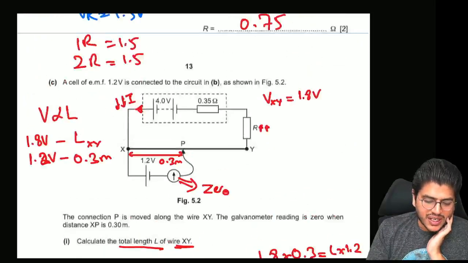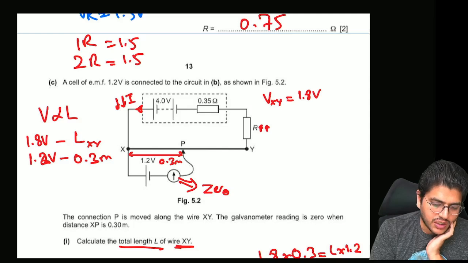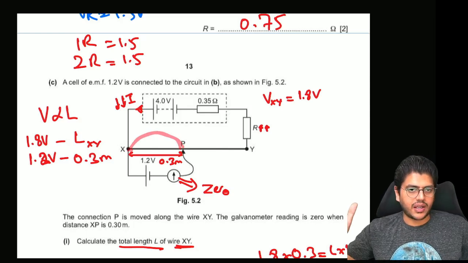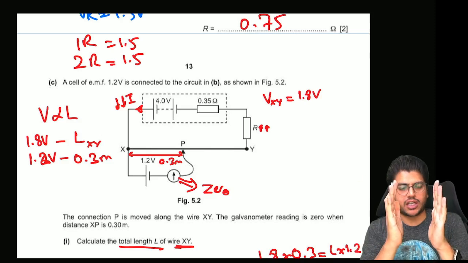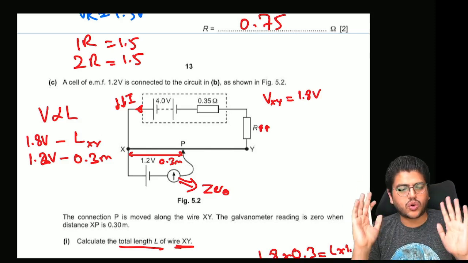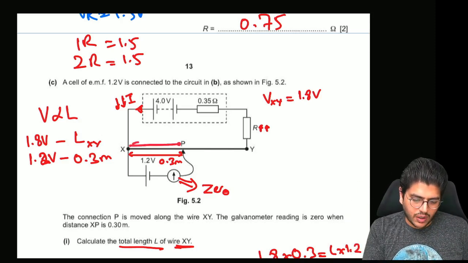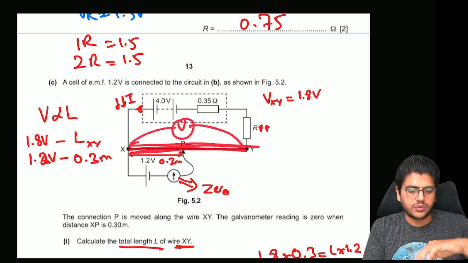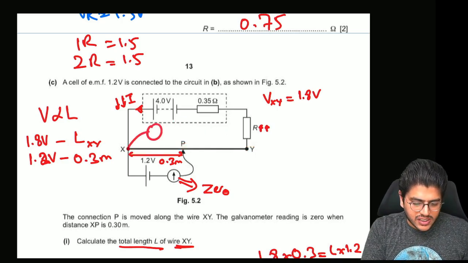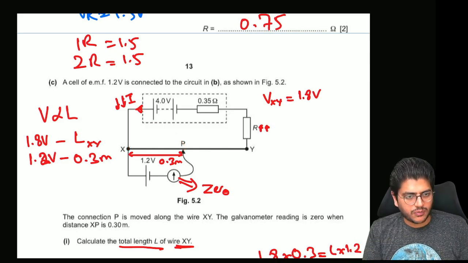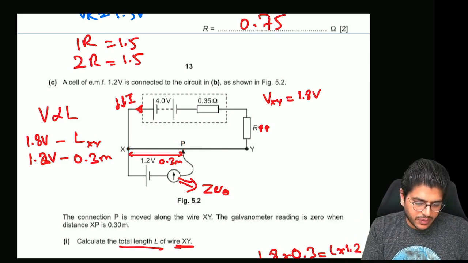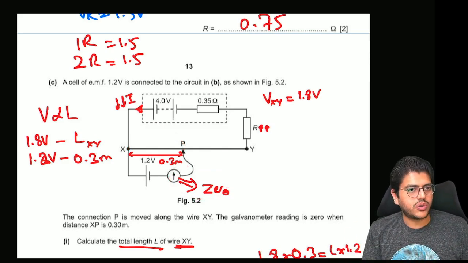Now if voltage XY will decrease, naturally voltage XP, XY has decreased. What's going to happen to XP? XP is a smaller length. XP will also go down because it's of the same wire. If the voltage across this wire has gone down, the voltage between X and P will also go down because it's the same wire. And the galvanometer reading will not be 0 because I just told you.